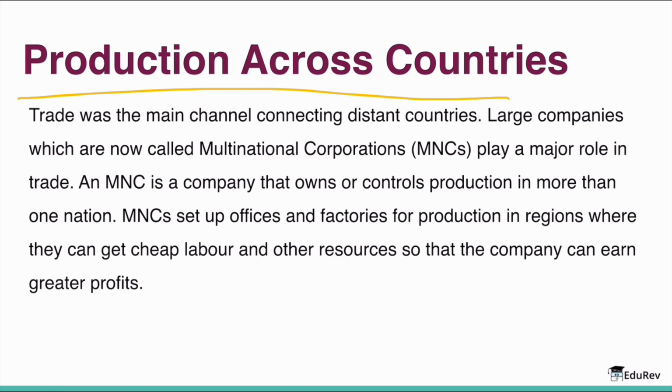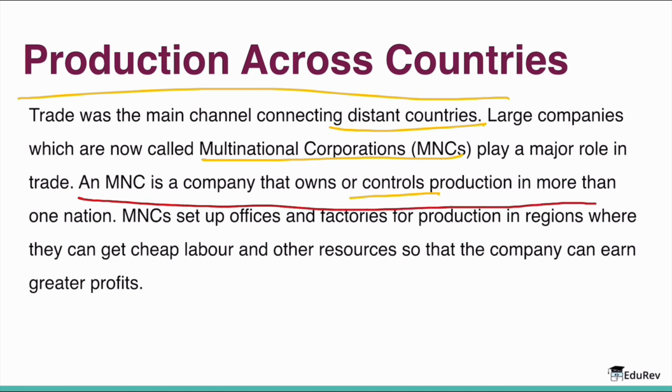So, production across countries. Now, trade was the main channel connecting distant countries. Large companies, which are now called multinational corporations or MNCs, play a major role in trade. An MNC is a company that owns or controls production in more than one nation. MNCs set up offices and factories for production in regions where they get cheap labor and other resources so that the company can earn greater profits.